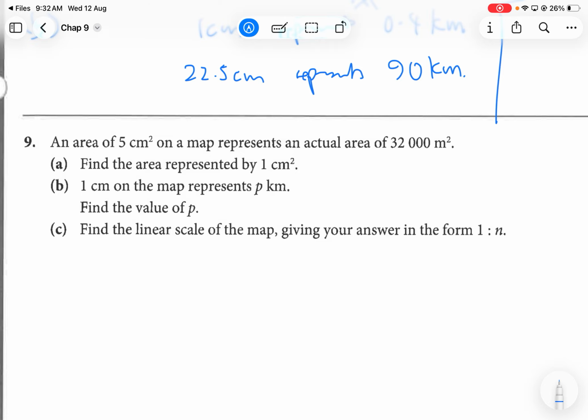Okay, question 9. This one a bit different. Usually, exam don't ask like this. This one they start with an area. So they have a scale for area first. But if you understand we are talking about scale, then you will be able to do it also. 5 cm square represents real world 32,000 meters square. So no difference. 5 cm square represents 32,000 meters square.